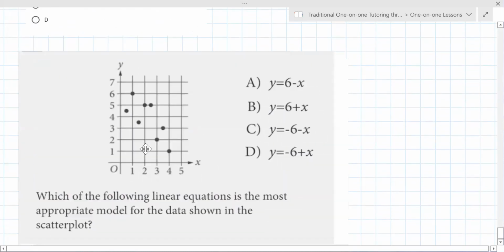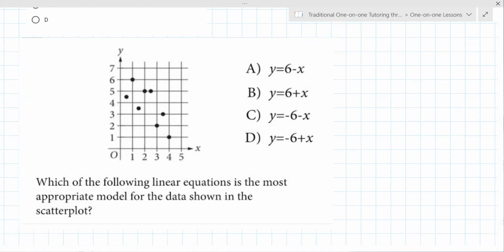Okay, so this is the same question as the previous problem. Go ahead and see which one you think this is. Starts at +6 and it's a negative. So it'd be A. Letter A, yeah.